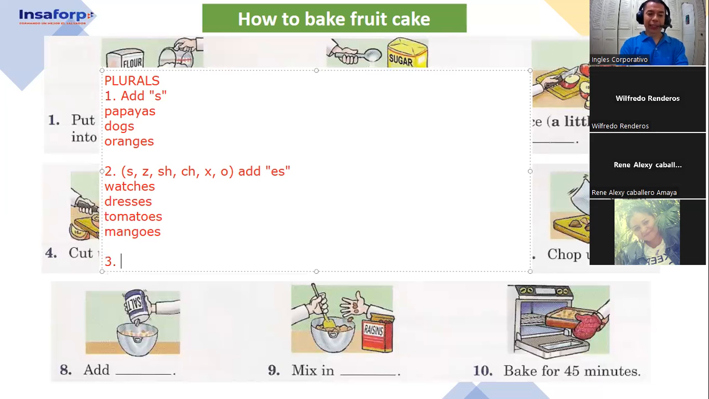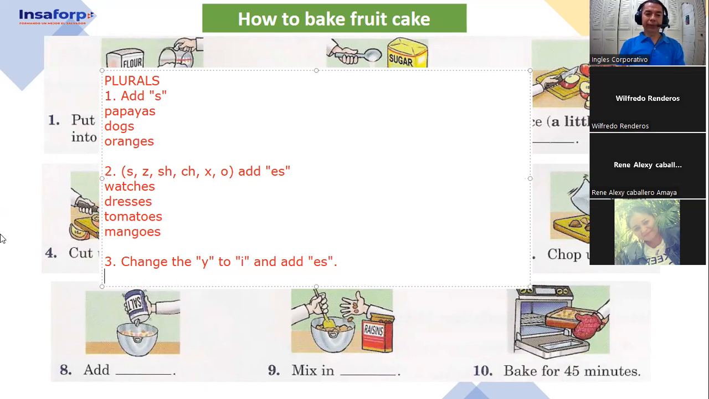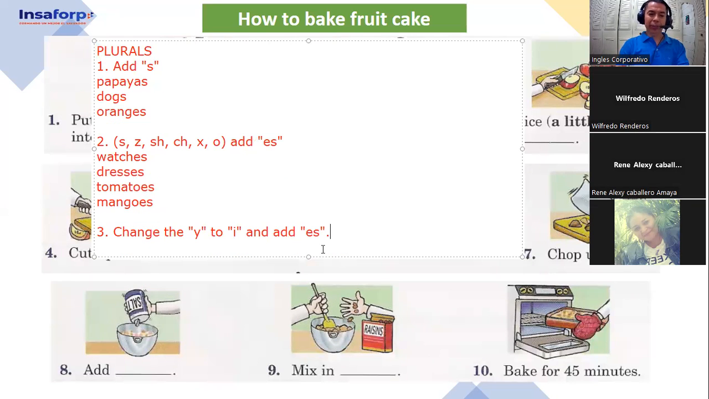Okay, number three. Change the Y to I. Vamos a cambiar la Y por la I latina and add ES, right? ES. For example, secretary. Give me a second. Si pueden hacerle captura de pantalla a esta regla, pues sería magnífico. O si no, ahí va a quedar la presentación, ¿verdad? Grabada. No se preocupen, pero los que quieran ahí.